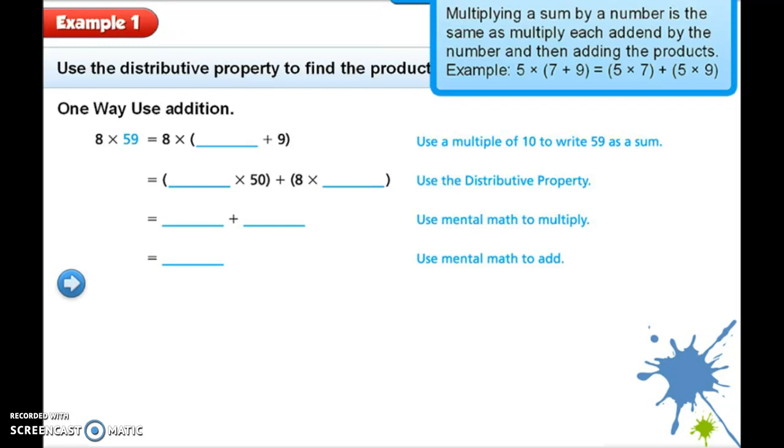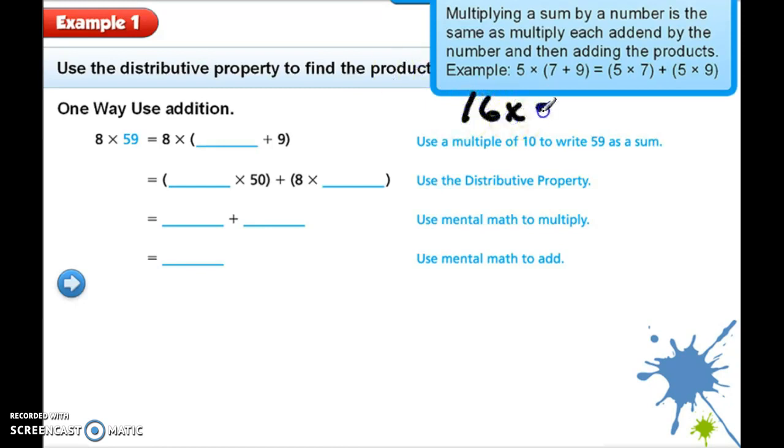Well, what is 5 times 7? 35. And 5 times 9? 45. So 35 plus 45 is 80. Is that what we got on the other side? We should have. We must have mis-multiplied. What is 7 plus 9? 16.